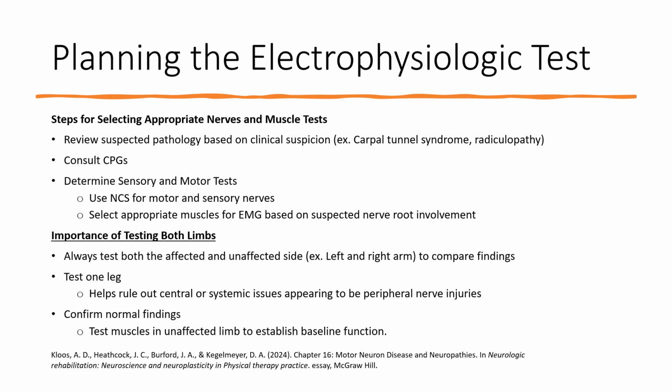One thing that we need to know is that it's crucial to test both the affected and unaffected limbs. Imagine that you're comparing two identical cars to see why one isn't running well. By testing both, you can identify the issue more clearly. For example, let's look at a patient with carpal tunnel syndrome. If we test both hands, it can show us whether the problem is limited to one wrist or if it's a systemic issue affecting both wrists.